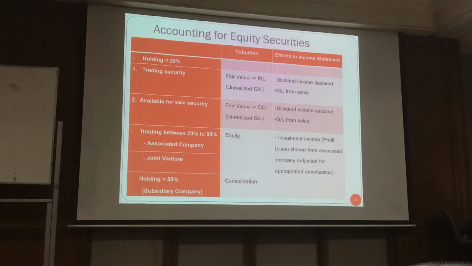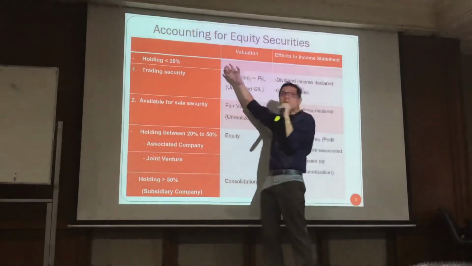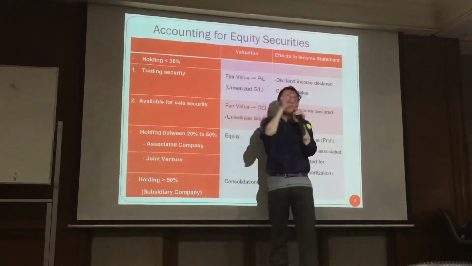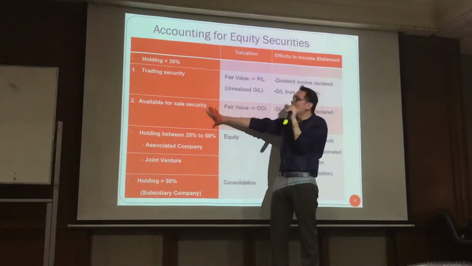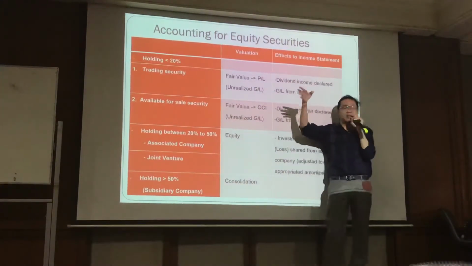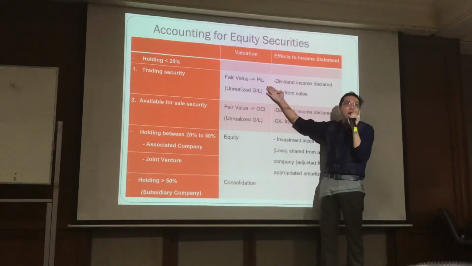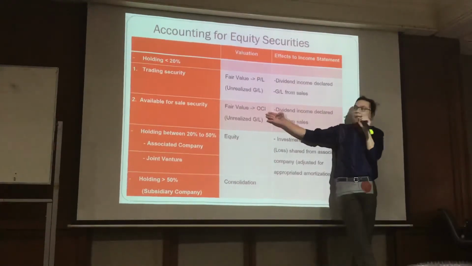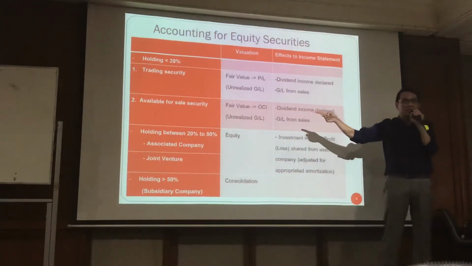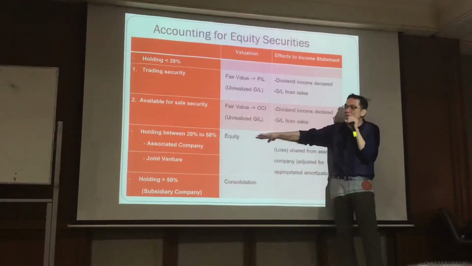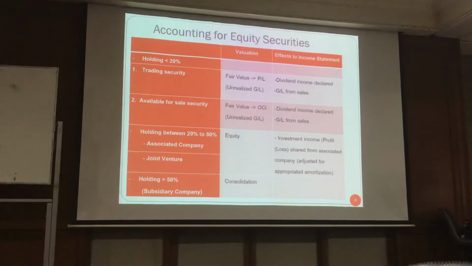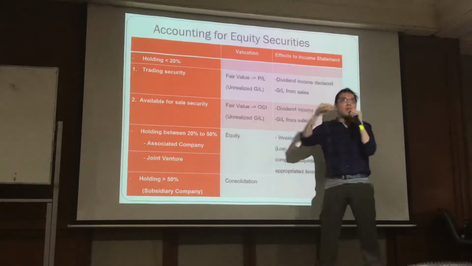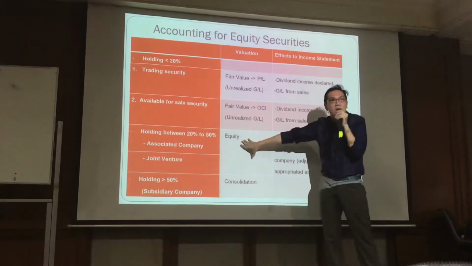For equity securities here, if you hold less than 20% ownership, we're going to ask you, do you hold for trading or for available for sale? If you want to speculate, of course, use the same treatment as debt security. Fair value, go to P&L. Fair value, go to OCI for available for sale investment. But now you increase your ownership up to 20 to 50%. We're going to say, well, you've got an associate company, or even you create a joint venture. You use the equity method.